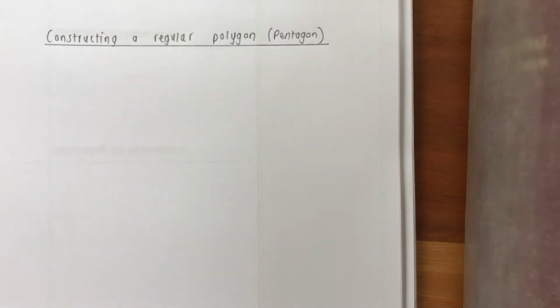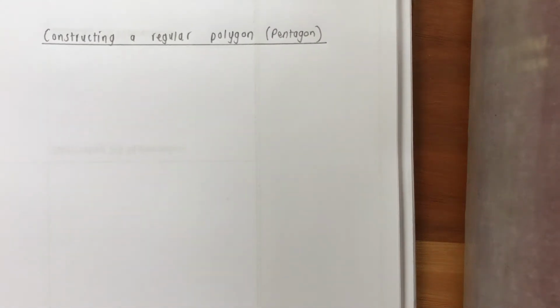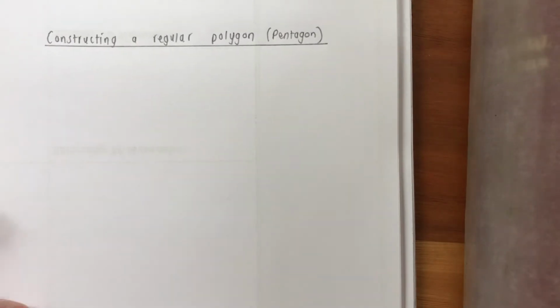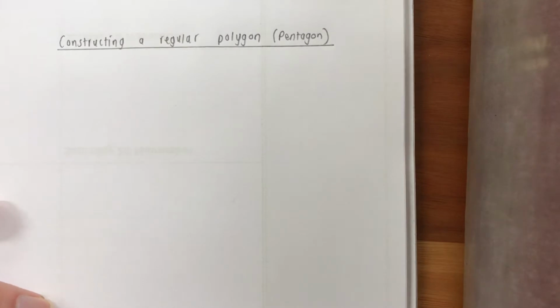Okay, hi everyone. Today we're going to look at how to construct a regular polygon. In this video I'm going to show you how to do specifically a pentagon, but it can also be a hexagon, heptagon, octagon, whatever you need to construct. The method stays the same. The first thing that we're going to calculate is the angle that we're going to use on our protractor.